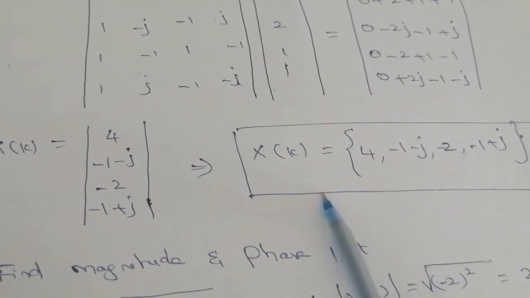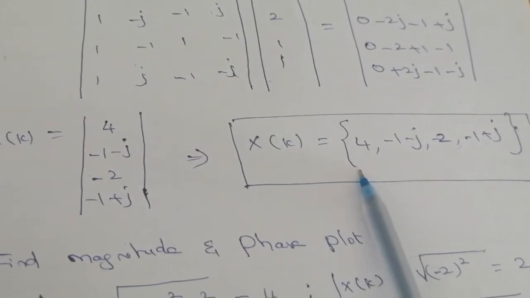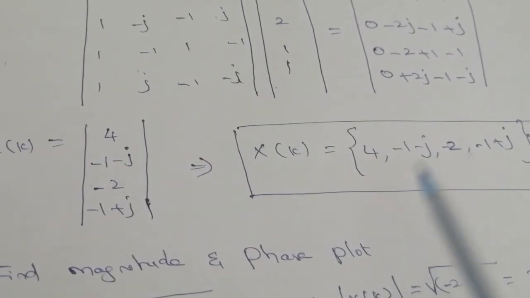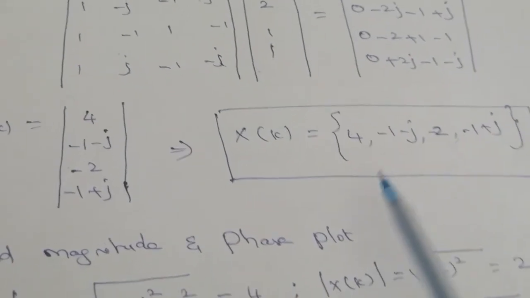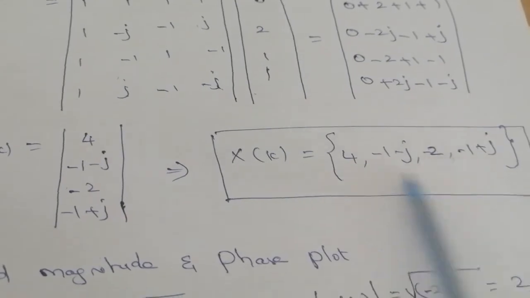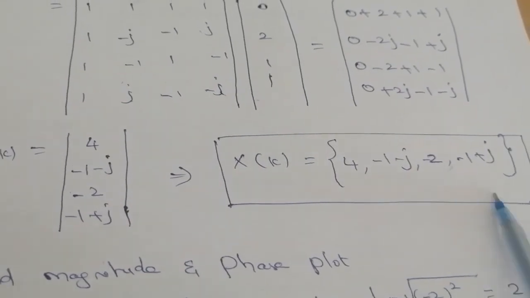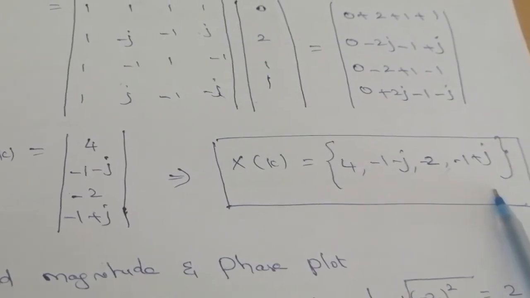Then next, we are going to draw the magnitude and phase plot. Okay, so for that frequency response graph, we must have this output value X of k. By using this value only, we are going to find out the magnitude and phase plot values. So first one, magnitude plot.